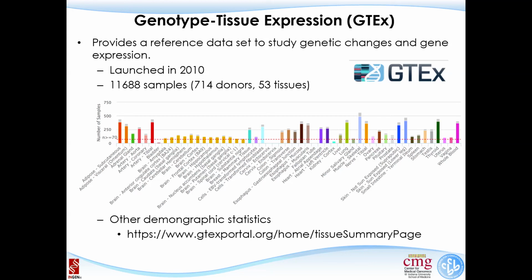But the RNA level is different, because for different tissues, different genes will be expressed. But how do we know, let's say if we study breast cancer, what should be the normal gene expression in the breast tissue?